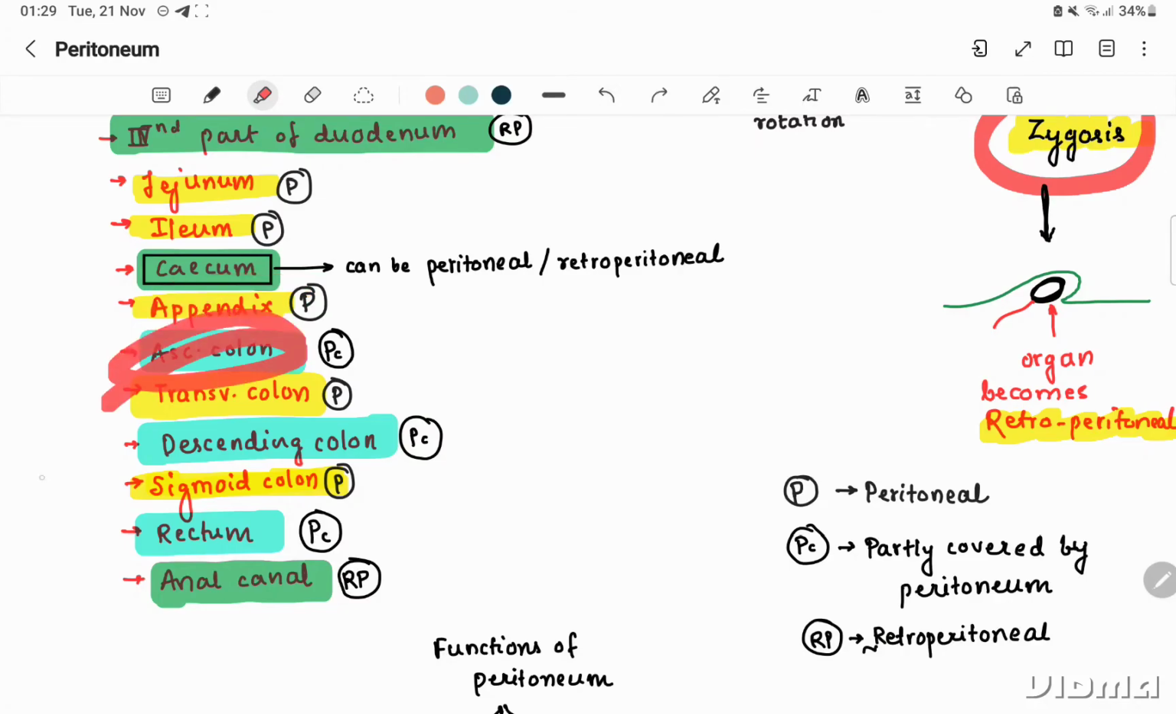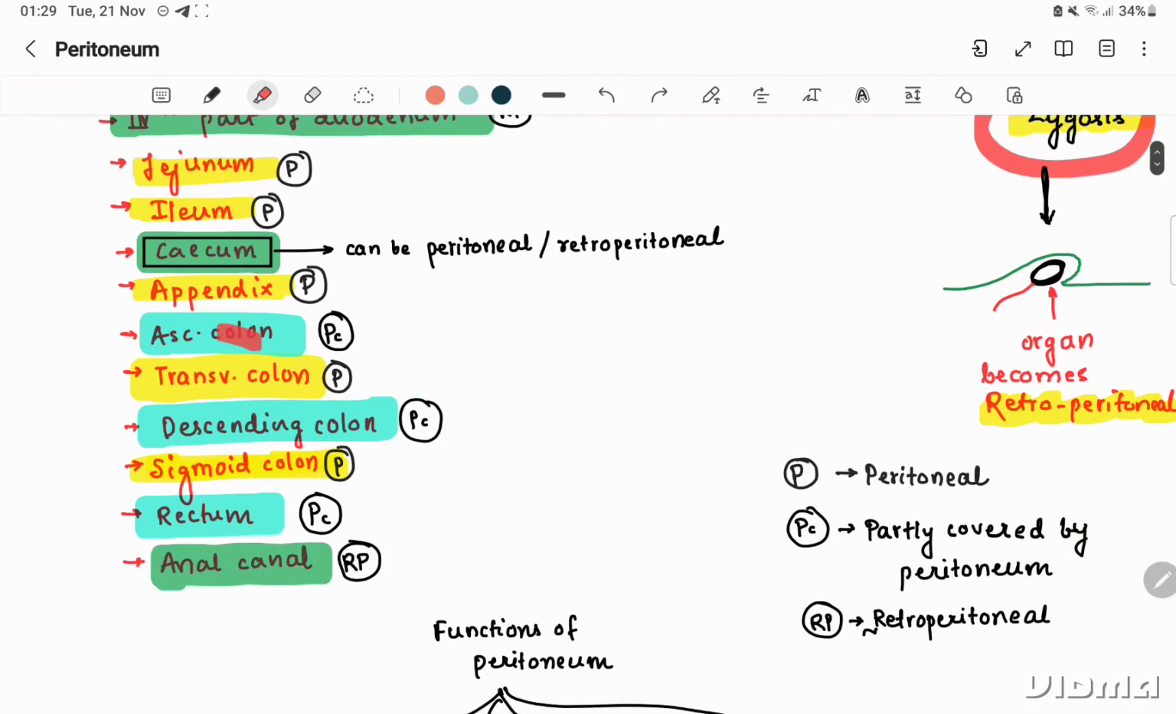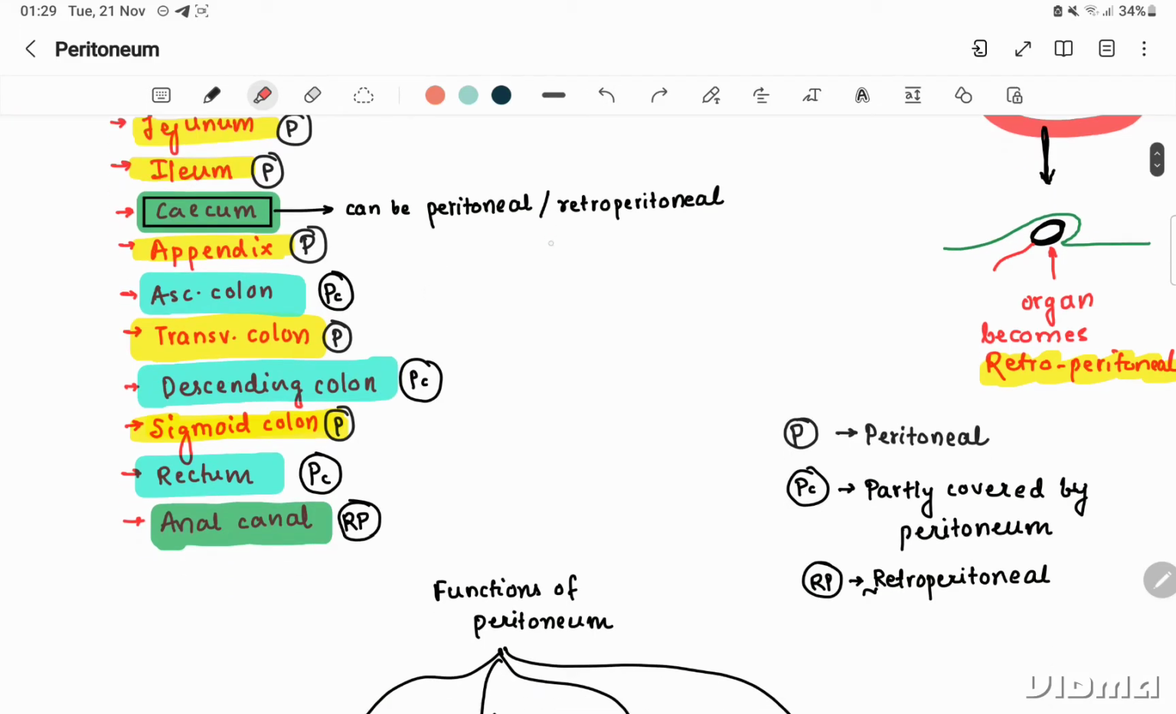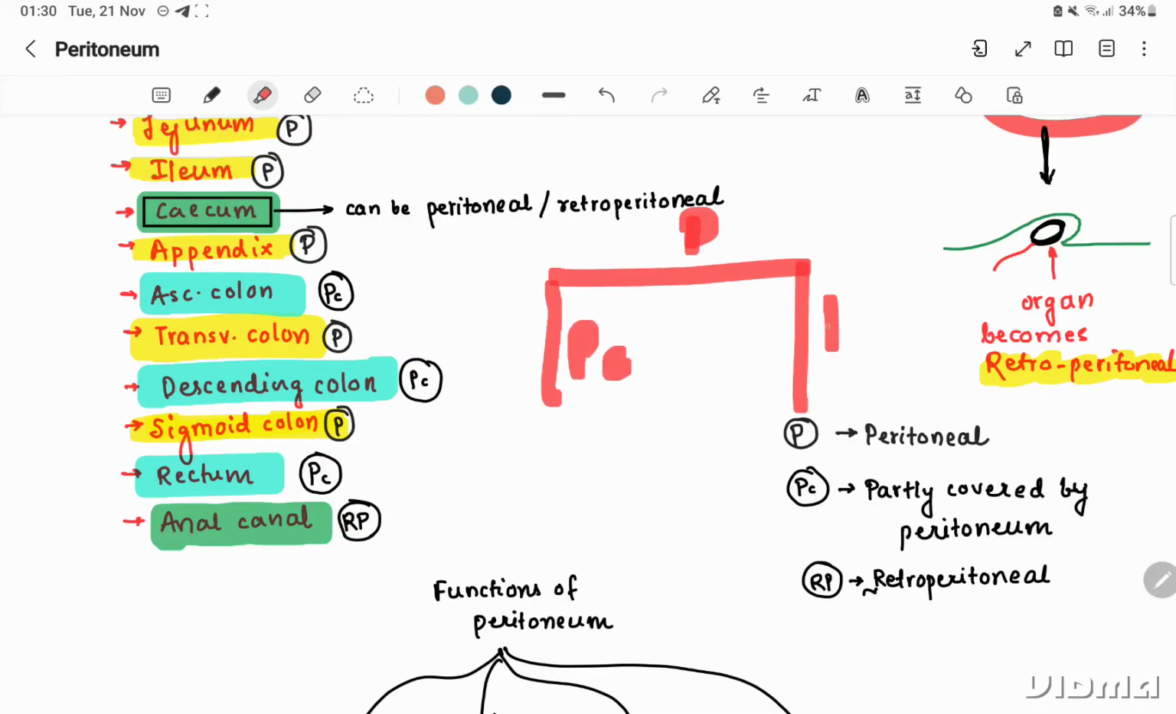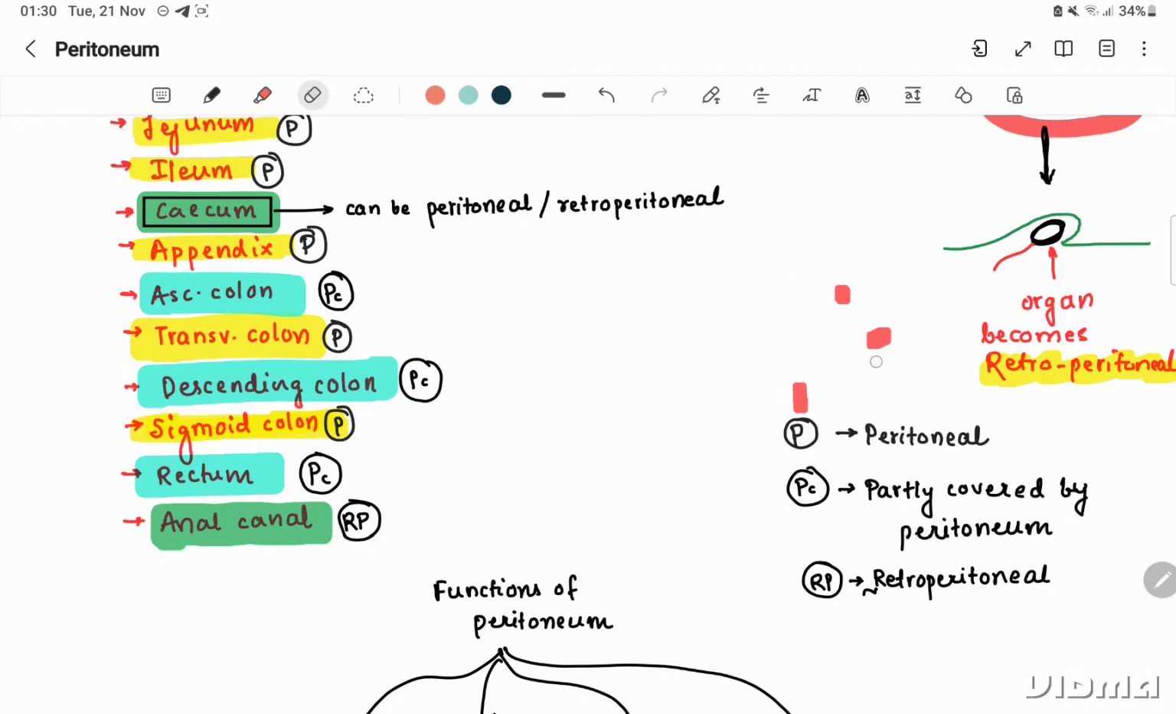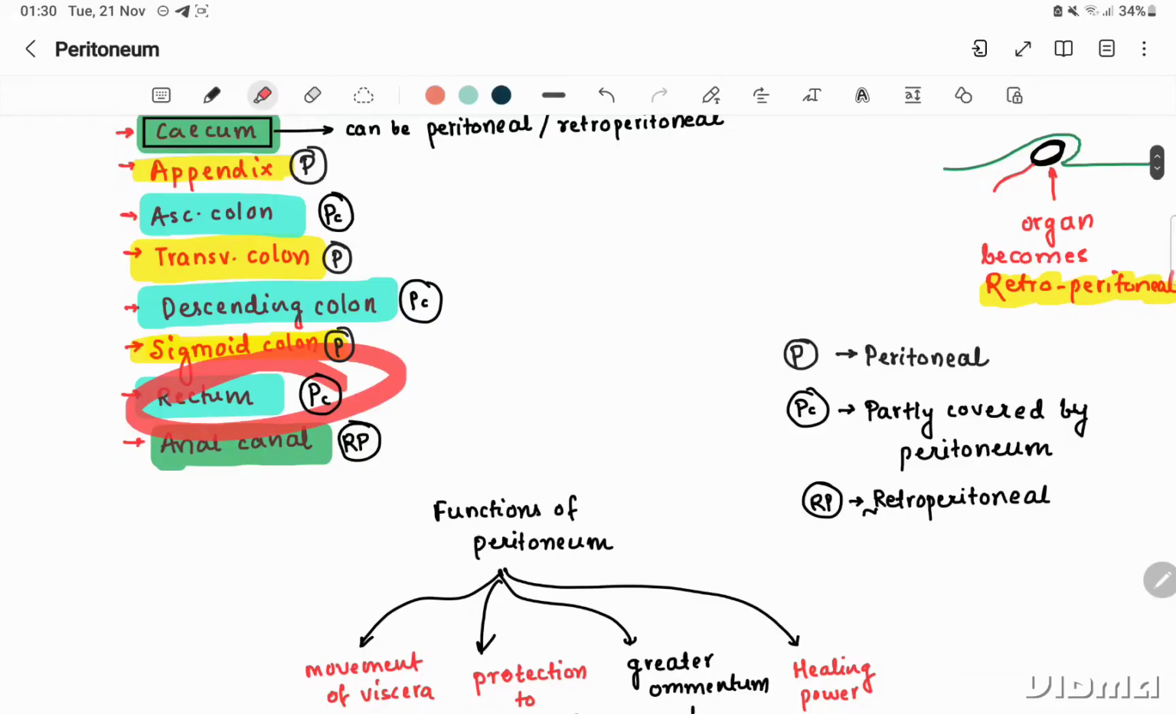Appendix is peritoneal. Ascending colon is partly peritoneal. Transverse colon is peritoneal. Descending colon is also partly peritoneal. So ascending is partly, transverse is peritoneal, and descending can be partly. So you can remember it like this. Sigmoid colon is again partly. So we have a pattern, partly, complete, partly, partly. You can remember the colons like this. Rectum is partly peritoneal, and the anal canal is a retroperitoneal structure.